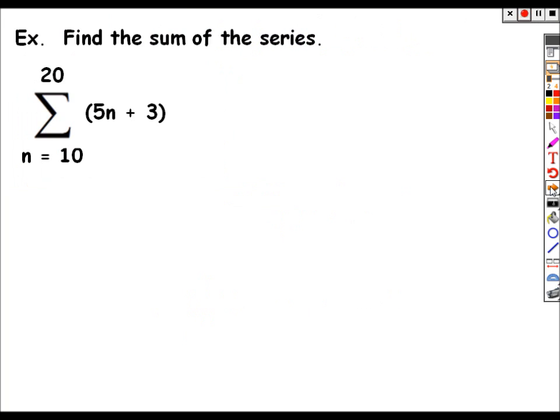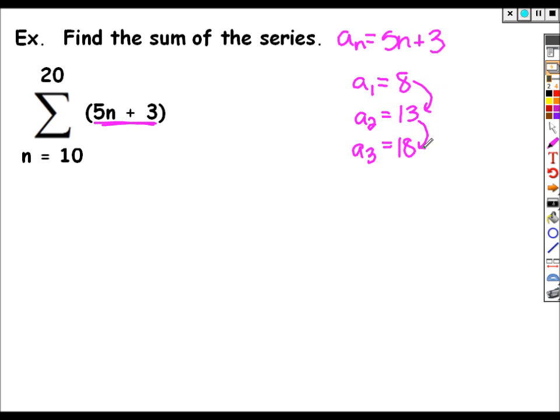So now let's find the sum of this series. The first thing would be, I can only use that formula if it's arithmetic. So is this an arithmetic series? Sure it is. Do you see it looks like y equals mx plus b? So if I'm not sure, I can generate the first couple terms: a sub 1 is 5 times 1 plus 3, a sub 2 would be 5 times 2 plus 3, a sub 3 is 5 times 3 plus 3. Yep, I'm adding 5 every time.